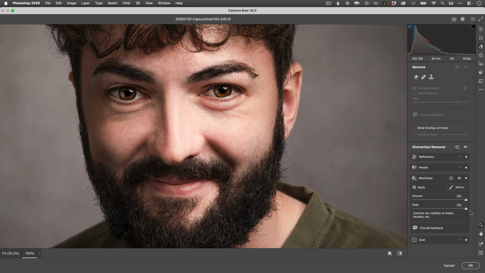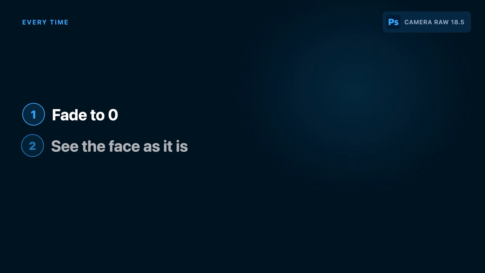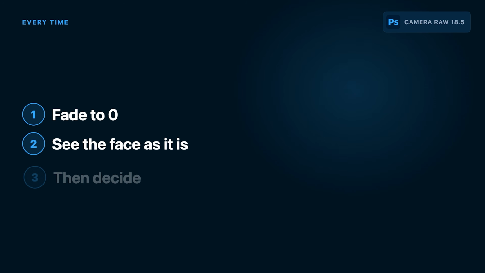If I take fade up to 100, it's gone completely. And if I take it down to 0, there it is, exactly as it is. Now, 50 is probably a sensible place to start. But for portrait work, I think it's the wrong starting point because it's making a judgment that ought to be yours. So what I do every time is take fade down to 0 first. See the face as it actually is, then decide.